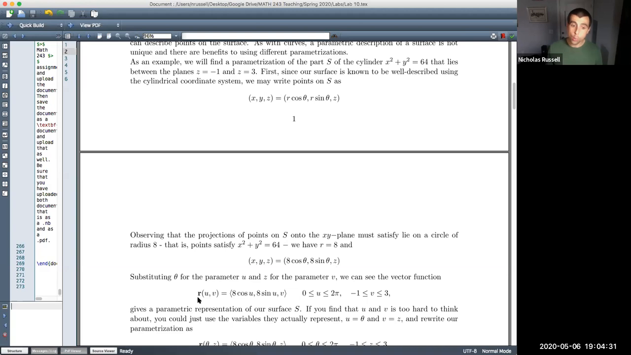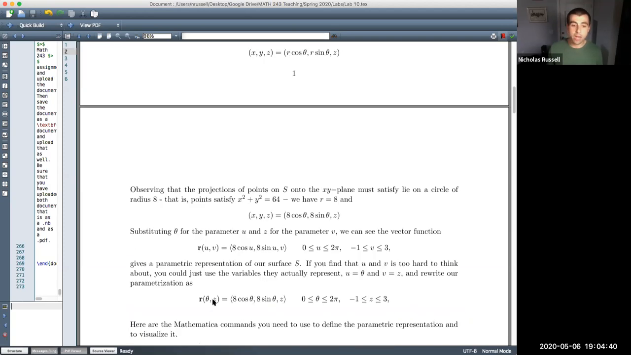Therefore, we can have our parameterization as this, where u goes from 0 to 2 pi, and v goes from -1 to 3. If you don't like how we write u and v here, you can also just use theta and z. It's absolutely okay to do that. The way I usually do my videos, I use u and v, especially if it's a natural extension, because sometimes u and v is just a little bit easier to write. But theta and z is totally okay here.